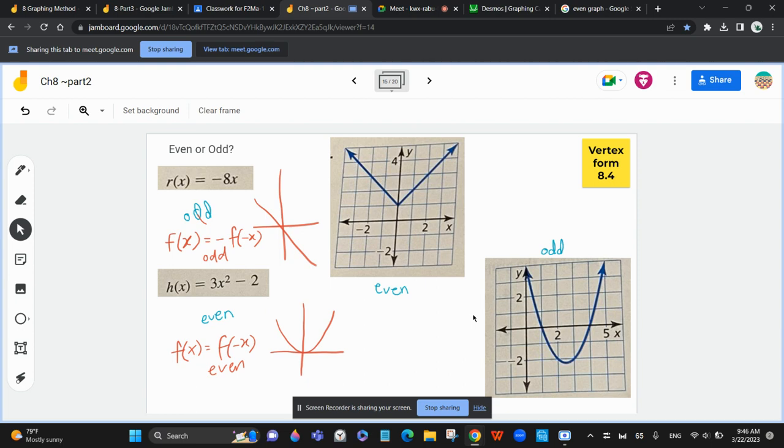No, it's not always that negative is even, but let's say, yeah. So even is easier to understand. It's like a symmetry through the y-axis, while odd is a symmetry through the origin.